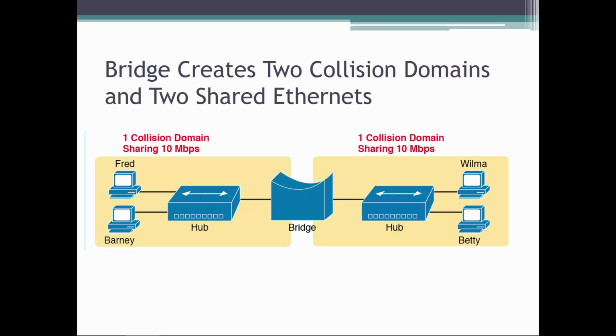Then we have bridges. Bridges create two collision domains and two shared Ethernet networks. A collision domain is essentially the domain where we deal with our collisions, two devices talking to one another. Normally, if you have a hub, you have one giant collision domain, meaning everyone is going to fight with everyone to communicate. A bridge is a dumber device that allows you to connect two separate collision domains.